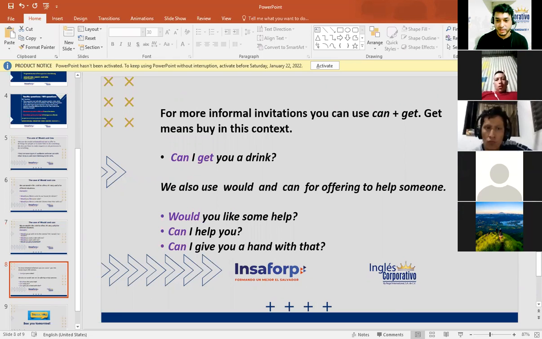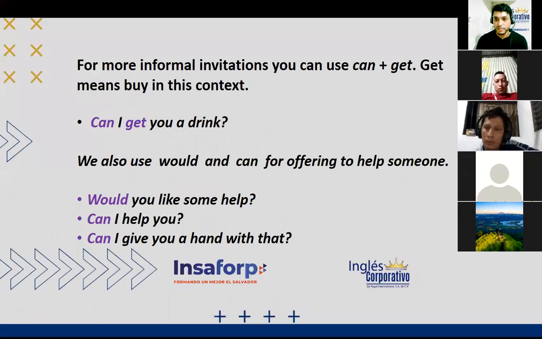I forgot to write a title, but here we say that for more informal invitations, you can use the auxiliary or modal can plus get. And get means buy in this context. We use can with the same meaning as will, but in this case can is more informal, like when you feel more confident with the other person.